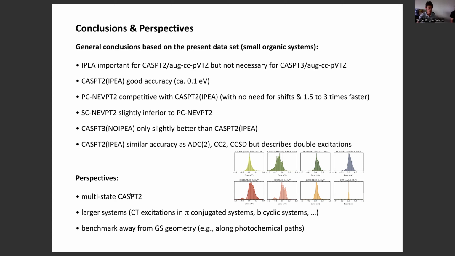So among the perspectives, it would be interesting, of course, to investigate the multi-state version of CASPT2. Also to perform calculations for larger systems. So a colleague mentioned that there are some data for charge transfer excitations in pi-conjugated, bicyclic systems. So that may be something that we'll be doing in the future. And of course, it would be highly interesting as well to benchmark this method away from the ground state geometry, to investigate, for example, photochemical processes. So this is probably something that we will be looking at in the future.